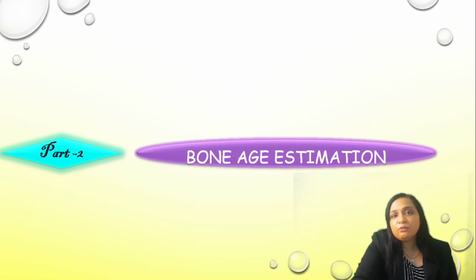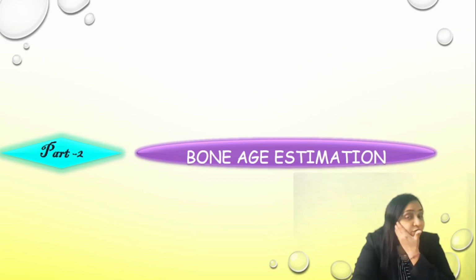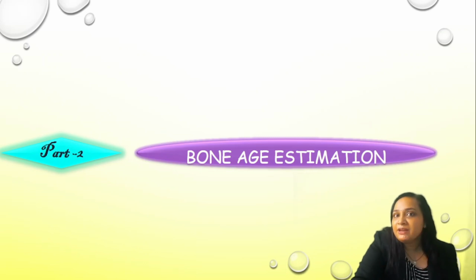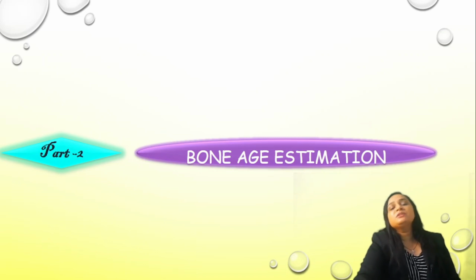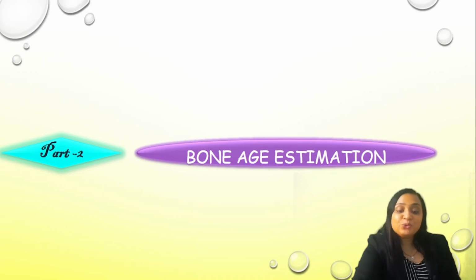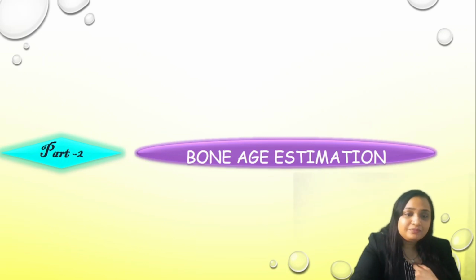But whenever I was reading about bone age estimation, I was lost because there was so much heavy terminology in it: ossification centers, metaphysis, epiphysis, diaphysis, and so on. So it was always confusing for me. I have tried to make it very simple because I have also passed through that stage. I was not able to understand bone age and X-rays. So let's start learning about bone age estimation.